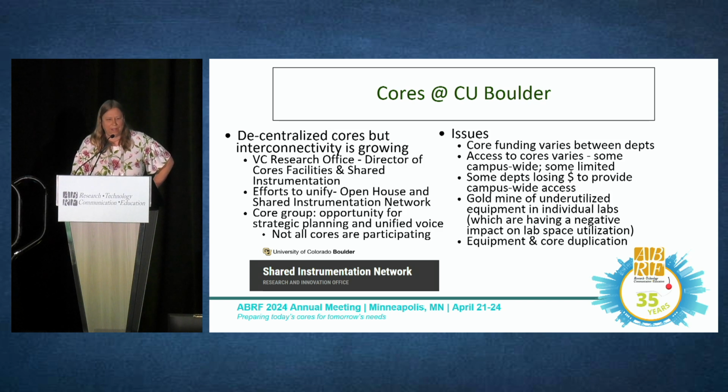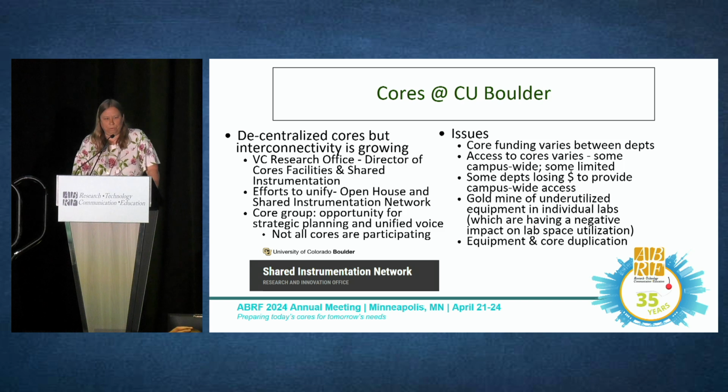We have open houses and a Shared Instrumentation Network, there's an image down below, but this is how our scientists can find shared resources across our campus. And Green Labs, that I manage, we promote this shared instrumentation website frequently as part of the outreach that we do every year. So we also have a core group that is an opportunity for all the cores, that I heavily participate in, on strategic planning and a unified voice. Many of the cores across campus, most of the cores, are participating in that, but not all.